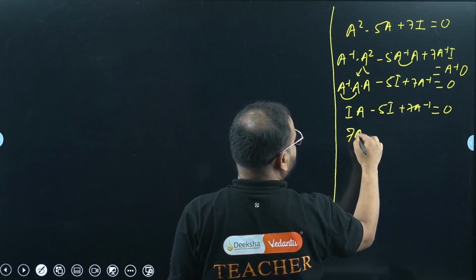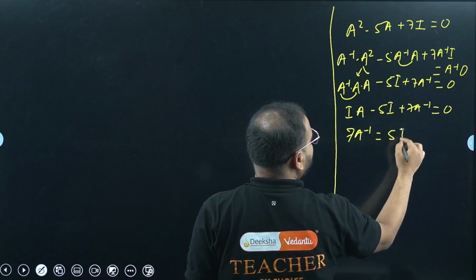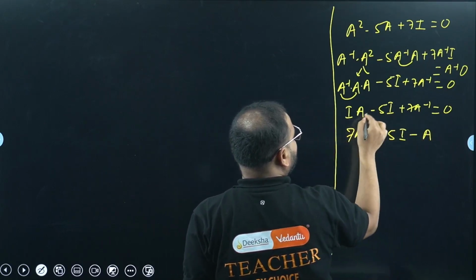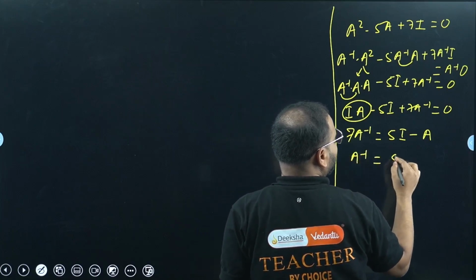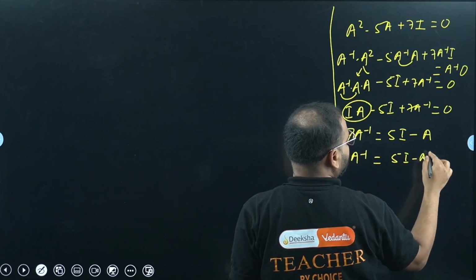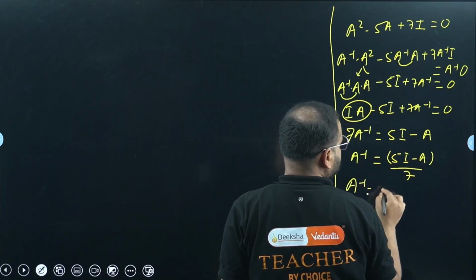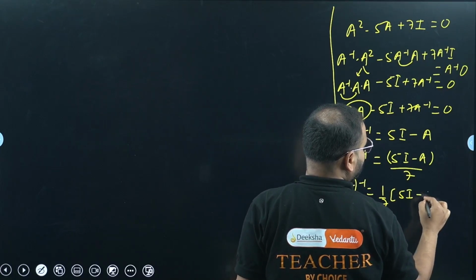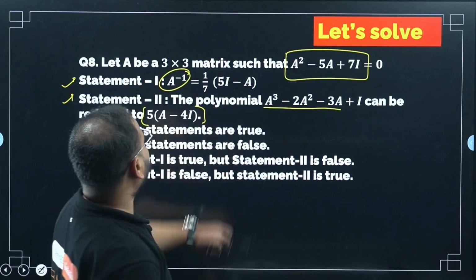So 7A inverse is equal to, this is negative, will become what? Positive 5I. This is positive. IA is nothing but just A, so minus A. So A inverse is equal to 5I minus A by 7. So A inverse is 1 by 7 times 5I minus A.